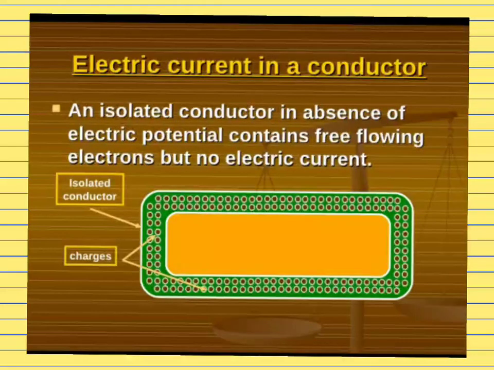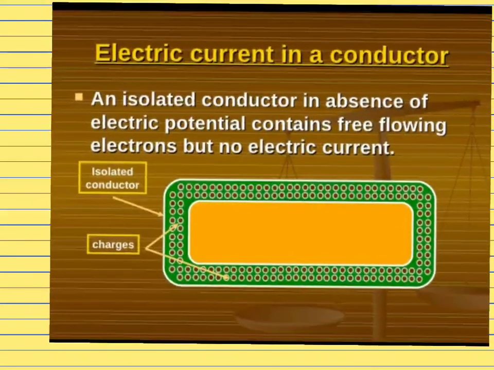Here is a conductor that is not connected to any source of electric potential, and here you can see the electrons. They are randomly moving. As they are randomly moving, they cannot generate any electric current.